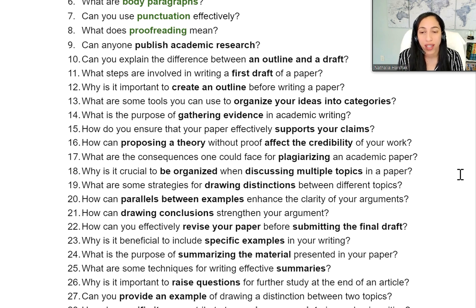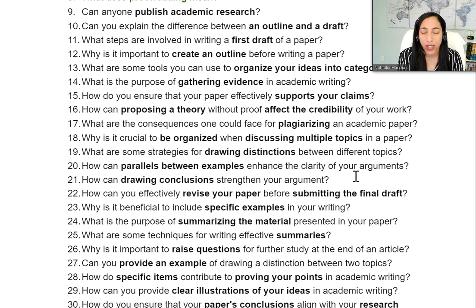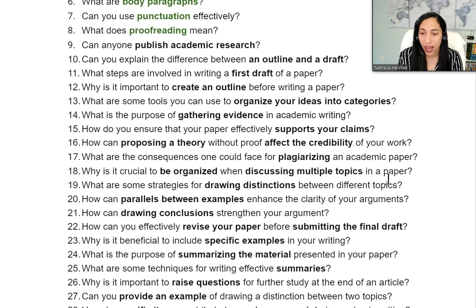How can proposing a theory without proof affect the credibility of your work? What are the consequences one could face for plagiarizing an academic paper? Why is it crucial to be organized when discussing multiple topics in a paper? What are some strategies for drawing distinctions between different topics? How can parallels between examples enhance the clarity of your arguments?